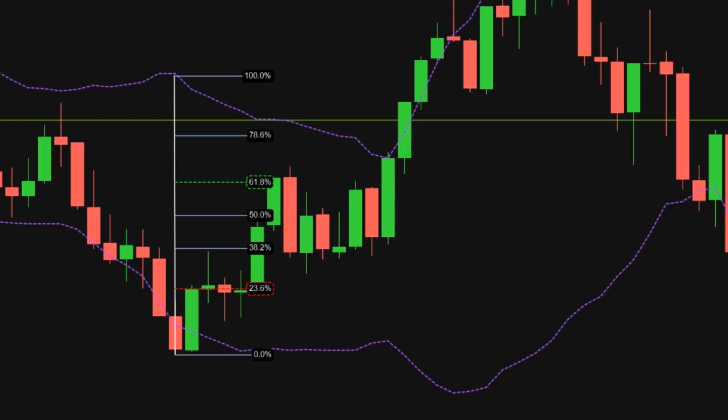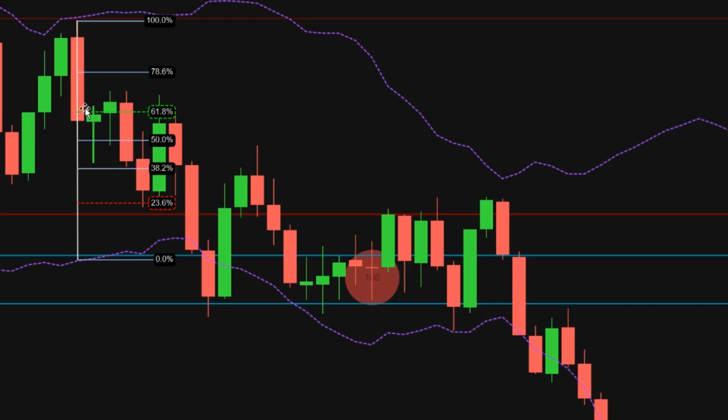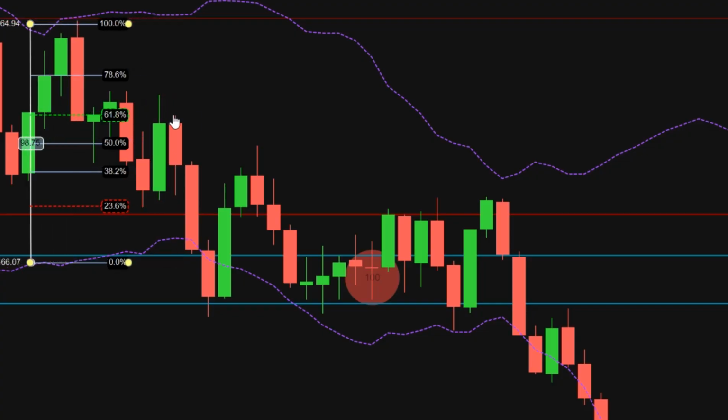Let's look at some more examples. Engulfing candle off a Bollinger Band. We pull back to the 618. Wick, wick, wick. Go ahead and enter. Stop here. Boom, take some profit.